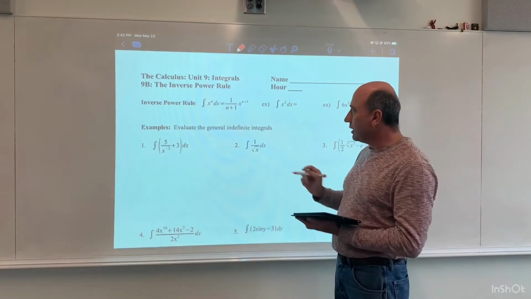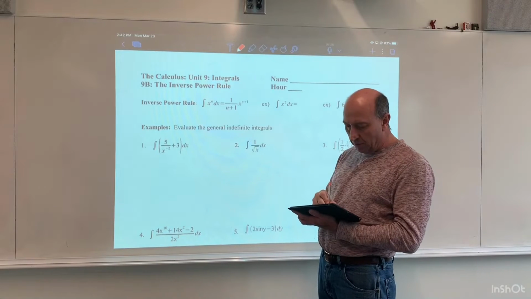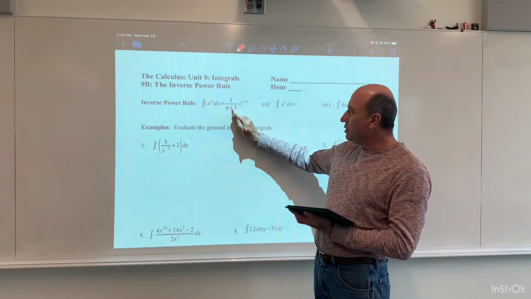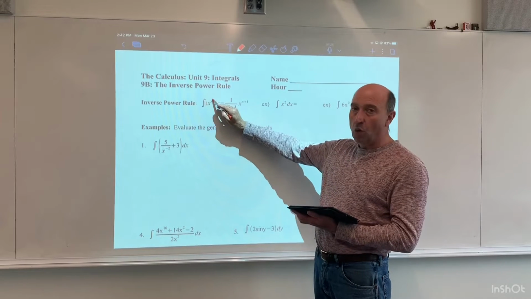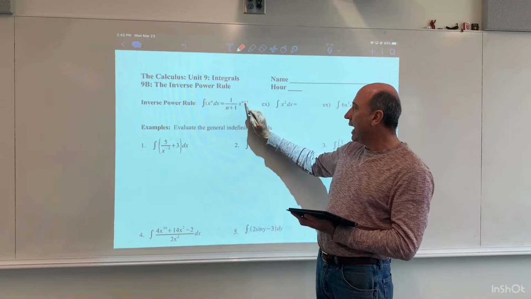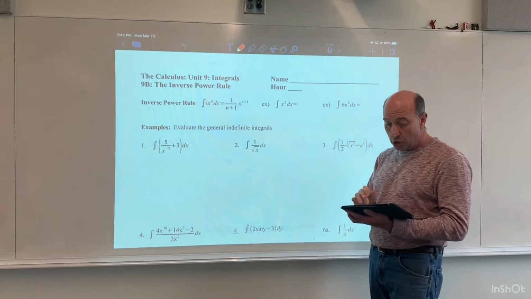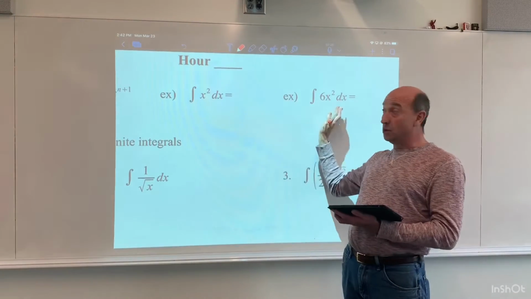All right. So the inverse power rule, the antiderivative of x to the n, is the number in front, 1 over the new exponent, x to the new exponent. And antiderivatives go up. So to get the new exponent, you take the old exponent and add 1. So, problems don't get much easier than these.